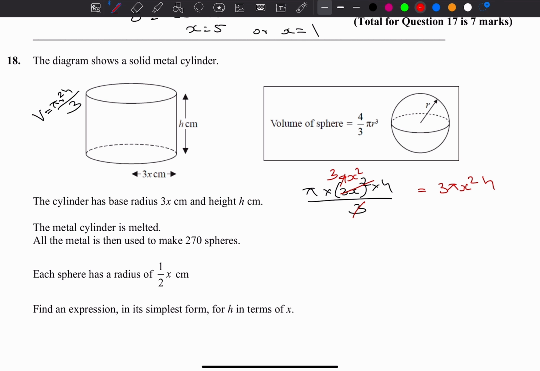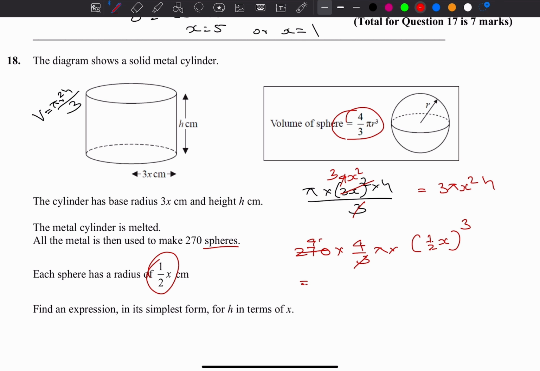And how many cylinders are you going to make? You're going to make 270, sorry, not cylinders, spheres. You're going to get 270 spheres. What is the volume of each sphere? 4 over 3 pi times r cubed. The r is 1 over 2 x, cubed. So let's expand that.